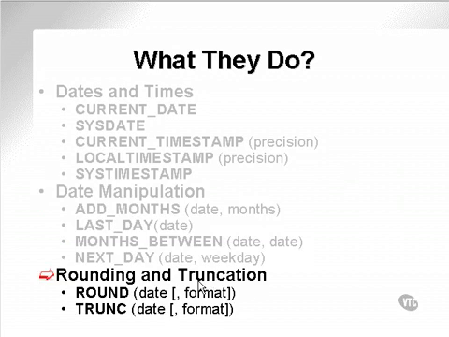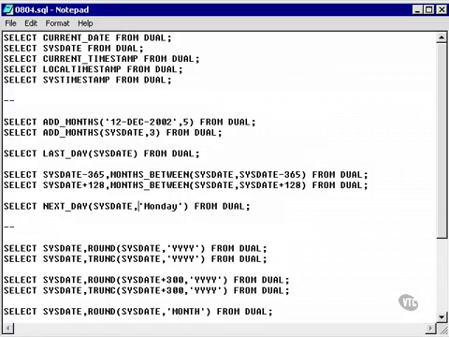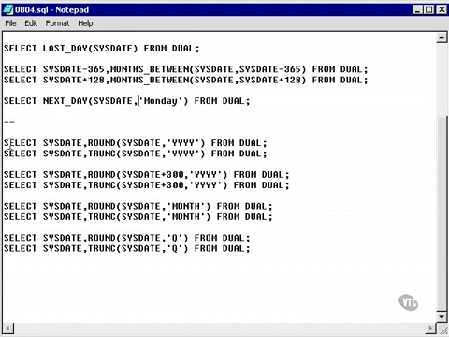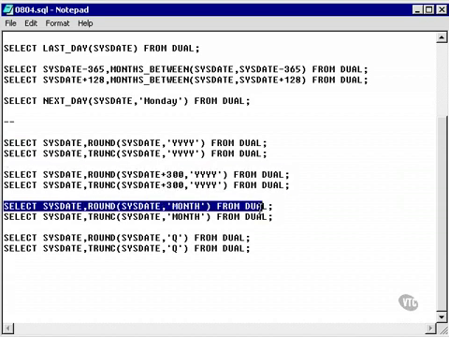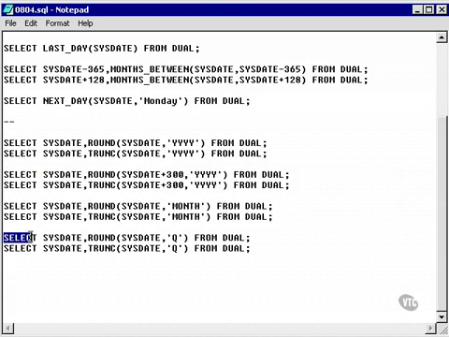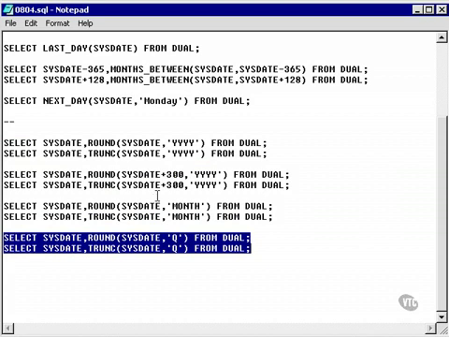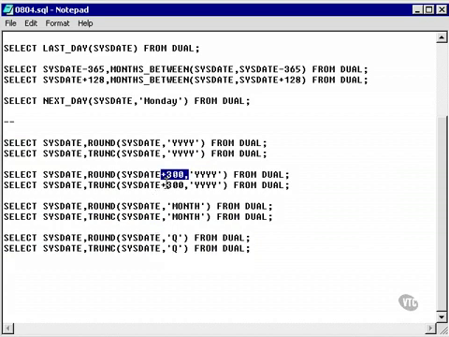My next set of date functions. Rounding and truncation. Once again, rounding rounds up or down, and truncate simply chops off. Let's take a look at some examples. I have a number of examples here, and each one has both the round and truncate. Some will come out the same, some will come out differently, depending on what my current date is. Here I've added a number of days to the sysdate to give me a different answer.